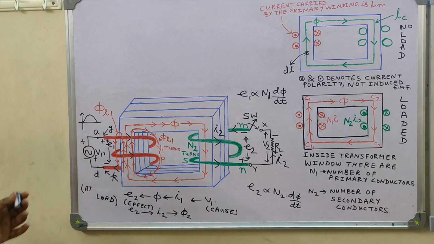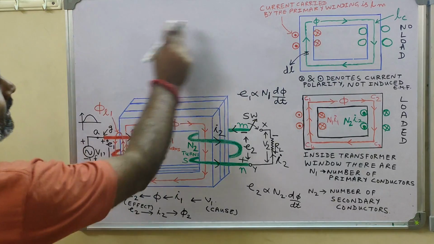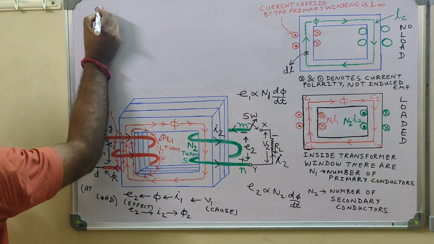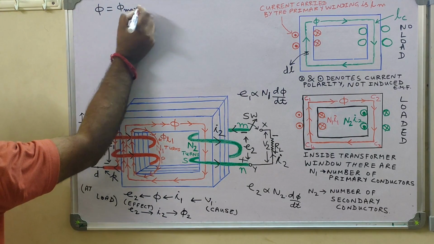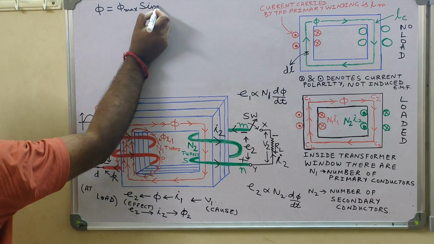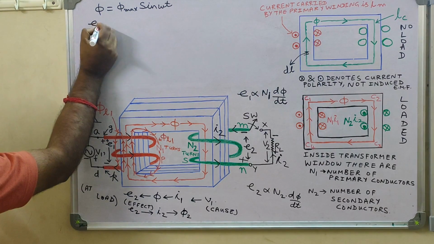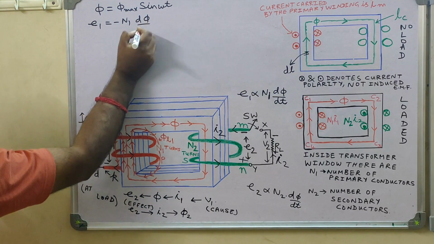Now if you quickly revise, the current IM was alternating in nature, so the flux is alternating in nature. So what can we write? Phi can be written as phi max sin omega t. Now we have said that the induced EMF E1 is nothing but minus N1 into d/dt of phi. Now why is this minus sign there?